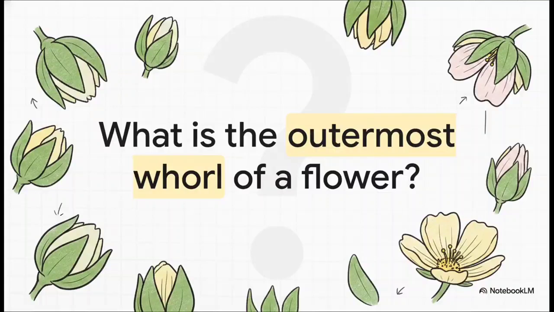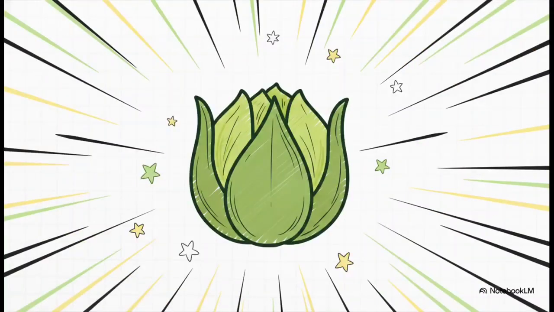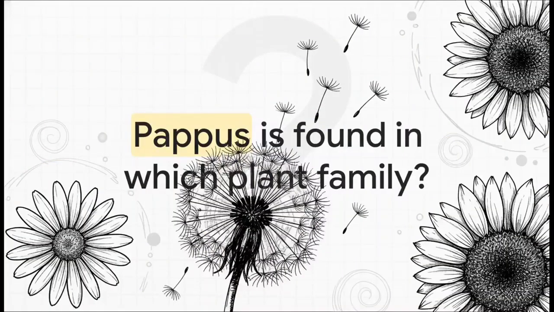Lock in your answer. And the correct answer is B, calyx. Huge congratulations if you remember that the calyx is that absolutely crucial green outermost protective layer shielding the bud before it blooms. Great job. Let's move to the next one and see how this builds.